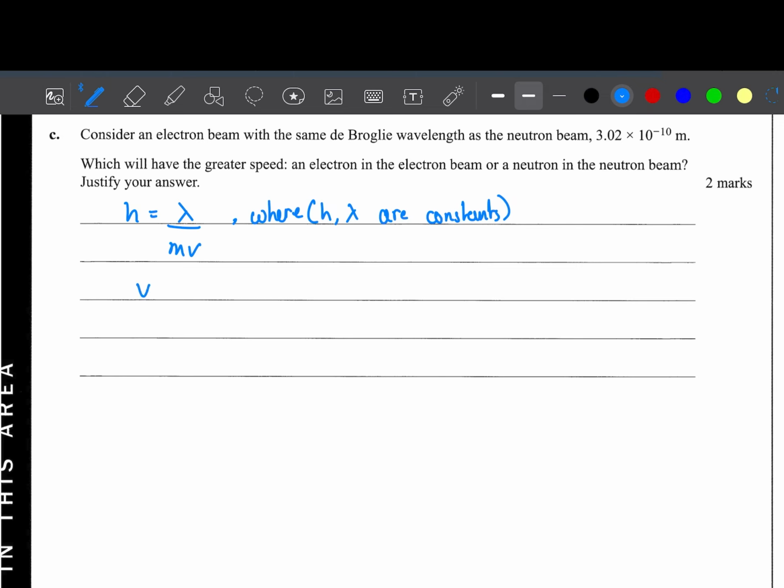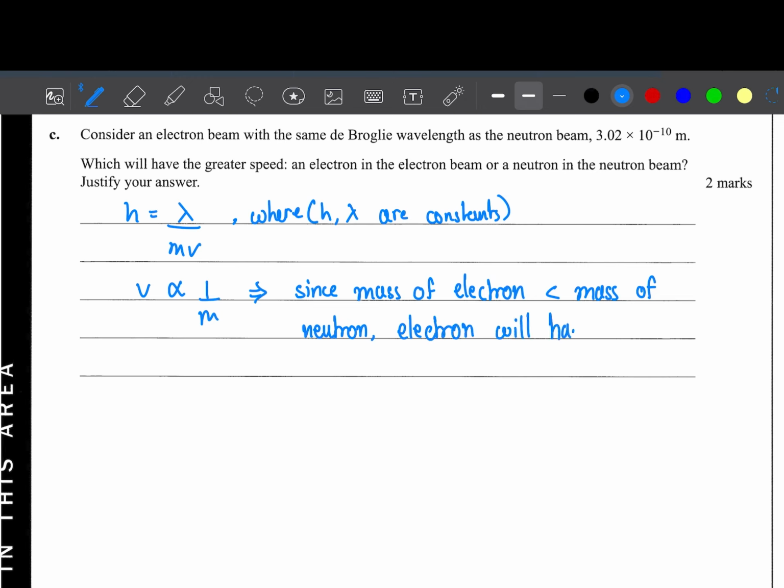So we can say that V is going to be inversely proportional to the mass. That implies that since the mass of the electron is less than the mass of the neutron, the electron will have a greater speed.